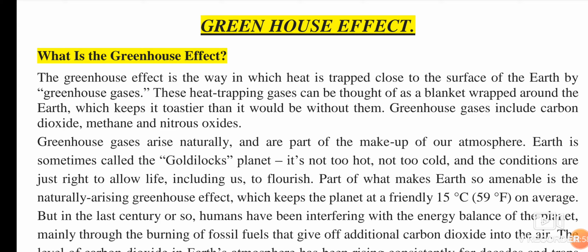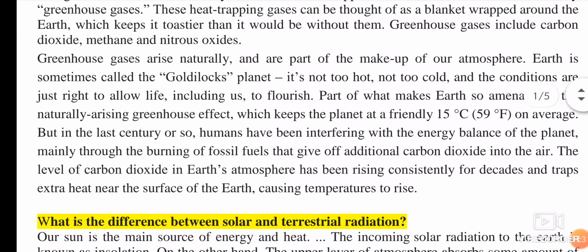Greenhouse gases arise naturally and are part of the makeup of our atmosphere. Earth is sometimes called the Goldilocks planet. It's not too hot, not too cold, and the conditions are just right to allow life, including us, to flourish. Part of what makes Earth so amenable is the naturally arising greenhouse effect, which keeps the planet at a friendly 15 degrees centigrade temperature on average.